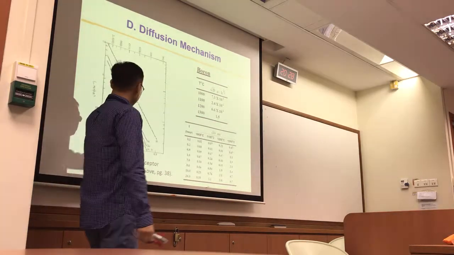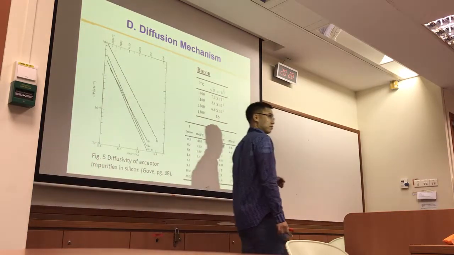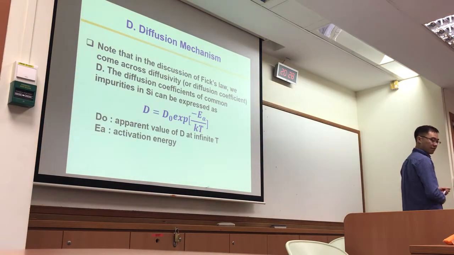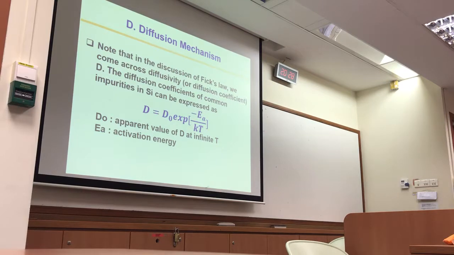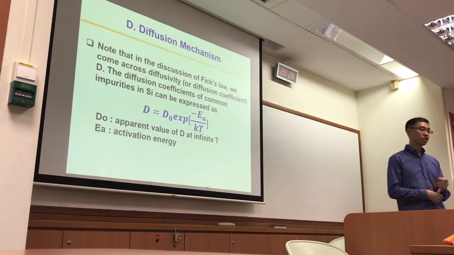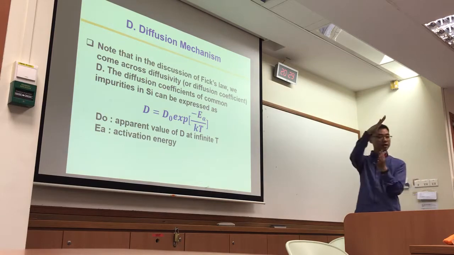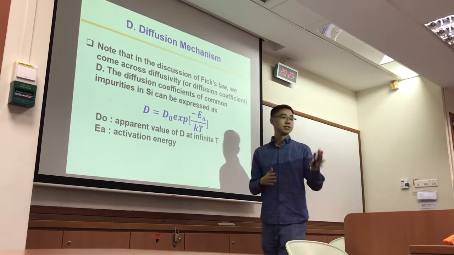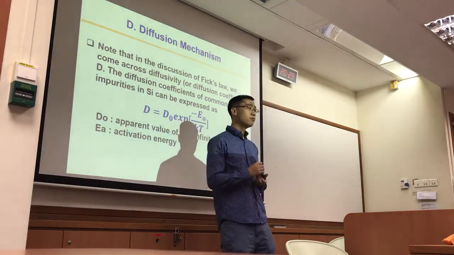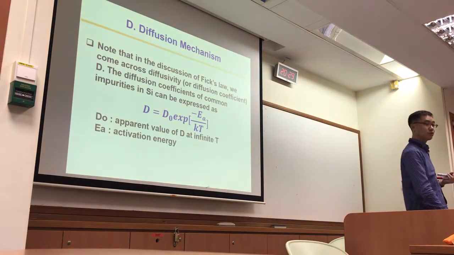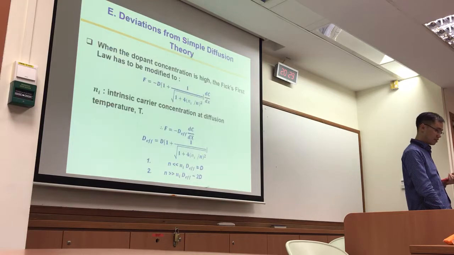So the slope gives you what? What is EA? EA is the activation energy, correct? The slope of this one will give you the activation energy. If I give you two different plots, how are you going to differentiate which one has a higher slope, which one has a higher activation energy? This one you need to know, and I actually tested you.